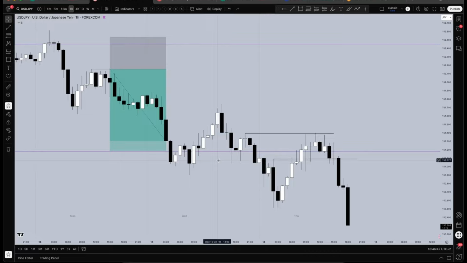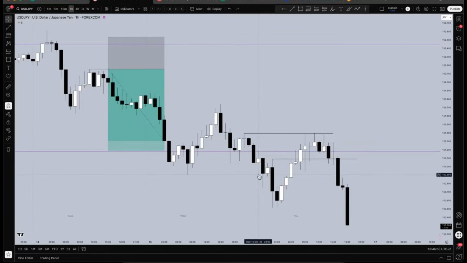So I hope you guys could learn something from this simple model, and trust me, this model is literally all you need if you can only watch the H1 time frame, and you will get enough setups if you just only watch the FX majors.